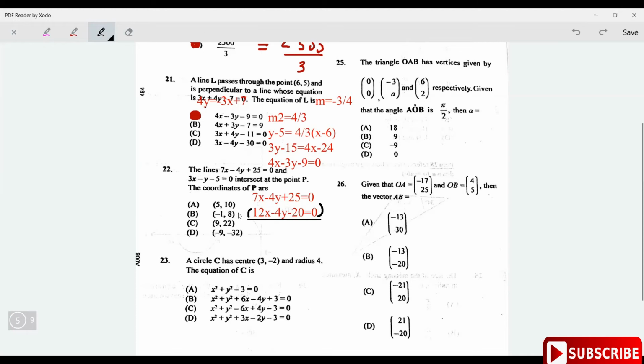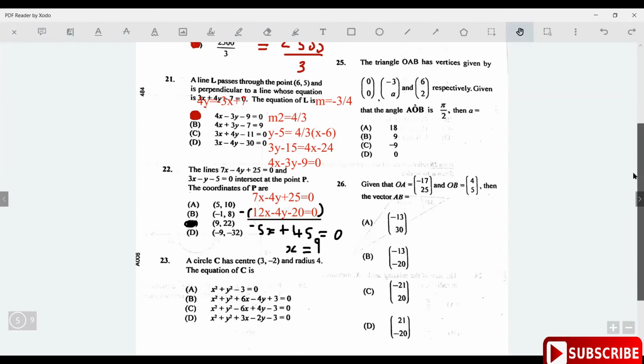By subtracting them, what we're going to get is 7x minus 12x, that's minus 5x, and then 25 minus 20, that's plus 45, is equal to 0. And so what you're going to get is x equals 9. If you get x equals 9, there's only one option with x equals 9, and so we know it is option C. Nice and easy.